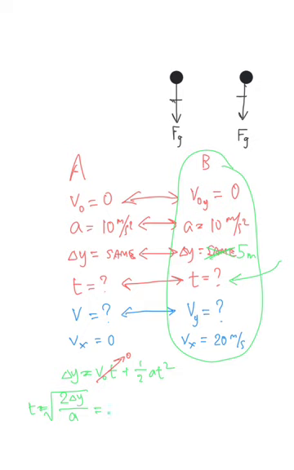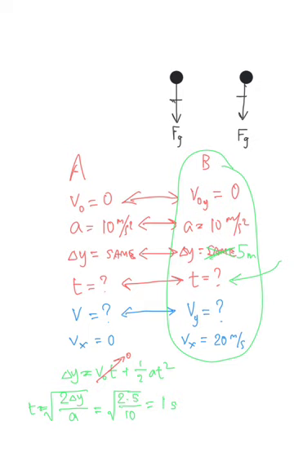And now let's plug in the numbers. The time it takes the object to reach the ground is the square root of 2 times 5 divided by the acceleration, which is 10. That's the square root of 10 over 10, or the square root of 1, which is equal to 1. So it takes exactly 1 second for the object to reach the ground.